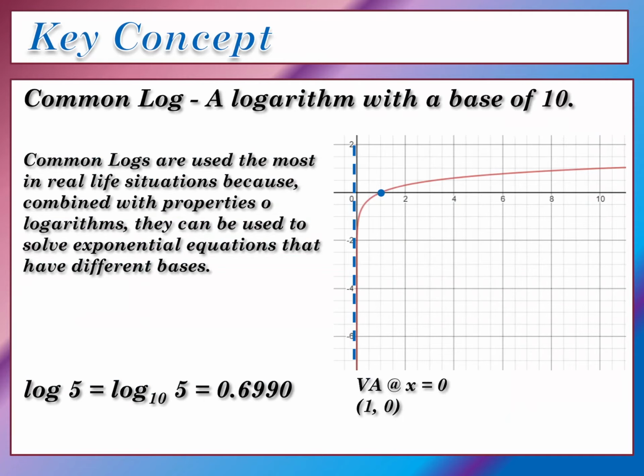The first thing we have to start with is talking about two different types of logs. There's something called the common log, and that means it has a base of 10. These are the most real-life applicable ones. They use log a lot to determine pH and things in chemistry. Anytime you see just log with no base, they're implying it's a 10. It's assumed that it's 10. The log button on your calculator is built in base 10.